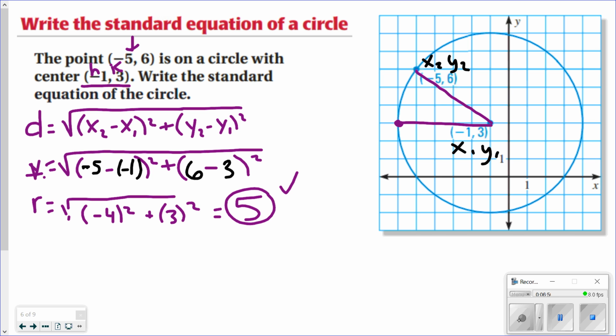So now I have everything. I can write my equation of this circle. So I have x minus h, and we know h is negative 1.